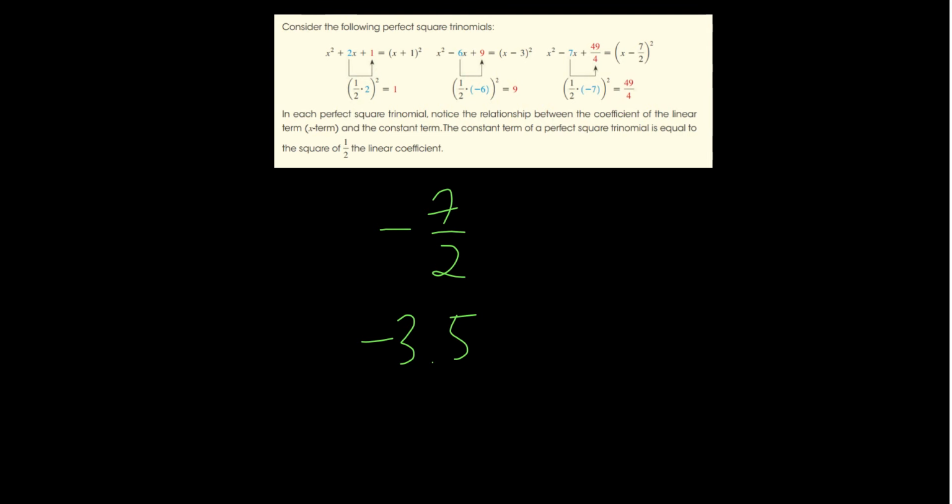Okay, but anyways, negative 7 halves, if I were to square it, that would be the top squared over the bottom squared, which would be 49 fourths, which is this. And this is all this page is doing, showing the relationship between B and C, B being the constant in front of the x, and C just being the constant by itself. It's showing the relationship between B and C in a perfect square trinomial.